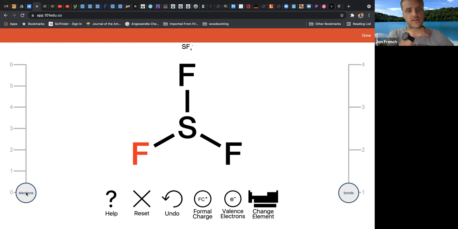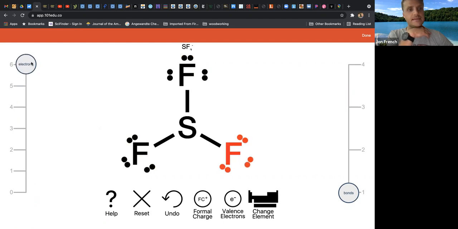So let's fill the outer shell of the fluorines. I have 22 left. There's 6, there's 12, there's 18 of those 22. So that means I've got 4 electrons remaining that I have to assign. Well, I can't put them on fluorine because fluorine has a full octet. All 3 of those fluorines have a full octet. Sulfur only has 6. We've got 4 electrons remaining.